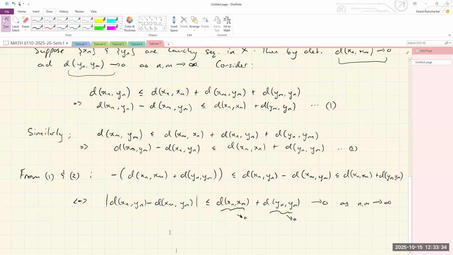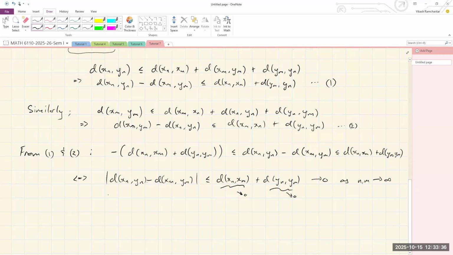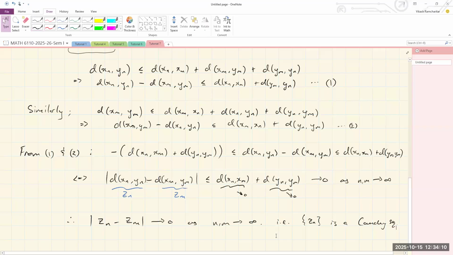Okay, so therefore, and these terms that you see here, this is just your Zn, and this is your Zm. So what do we have? Therefore, the modulus of Zn minus Zm goes to 0 as n and m go to infinity. In other words, the sequence Zn is a Cauchy sequence, which is what we wanted. Remember, we said that that was our aim.